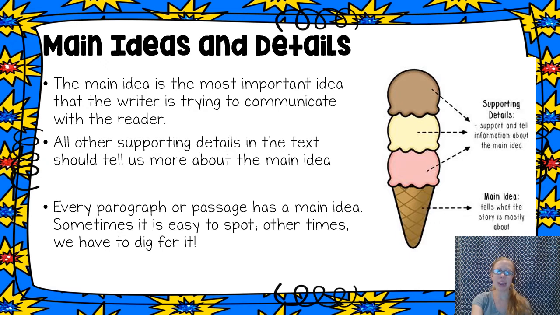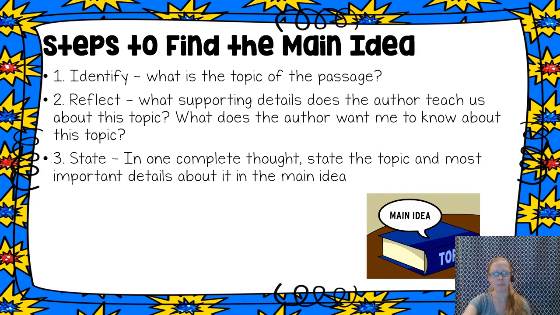So if you think about main idea and details like an ice cream cone, the main idea is like your cone. It's the base of everything. Tells us what the story is mostly about. And then the scoops of ice cream on top of that are like our supporting details. They give us more information about that main idea. The main idea on its own is fine, but those supporting details, those scoops of ice cream on top, are what really enhance and teach us a lot about this topic. So they're both needed, but they are a little bit different than one another.